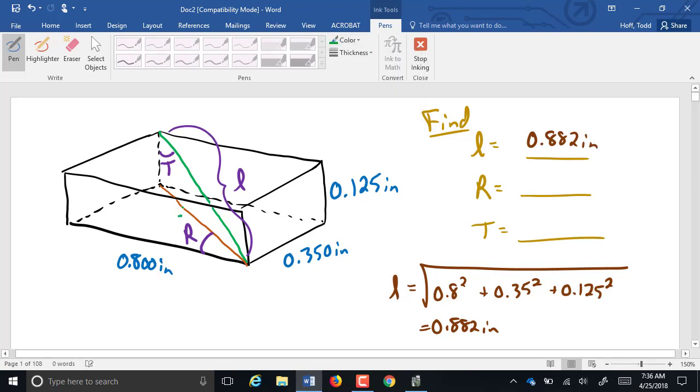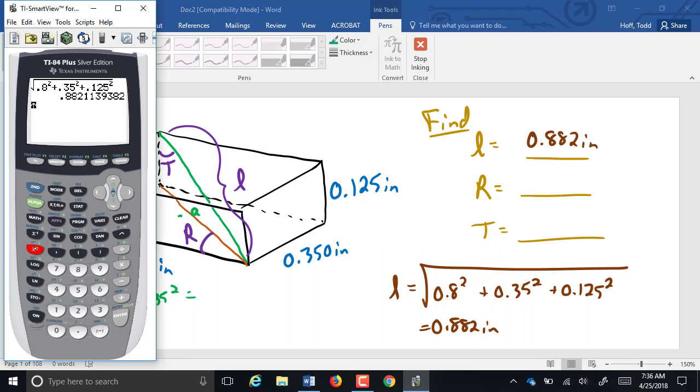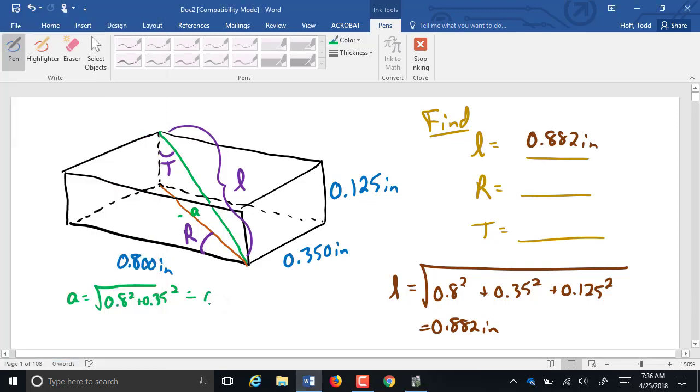Okay, so if we did that bottom across there, let's just call that length A down there. A would be the square root of 0.8 squared plus 0.35 squared, right? Equals 0.873. That's across the bottom. Now we've got to go this way to find L. So it's going to be square root of 0.873 squared plus 0.125 squared.